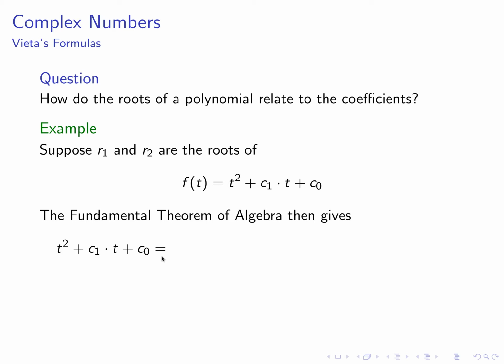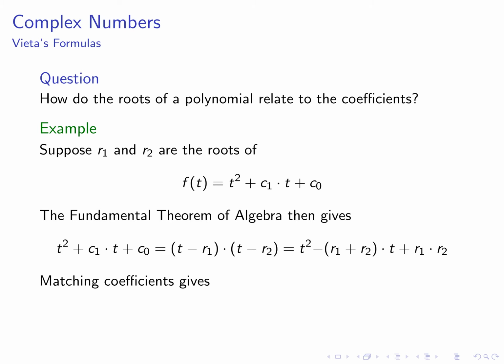What the fundamental theorem of algebra says is that this quadratic polynomial factors as the product of t minus the first root with t minus the second root. And if we expand this product, we get the expression t squared minus r1 plus r2 times t, that's the sum of the roots multiplied by t, plus r1 times r2, which is the product of the two roots.